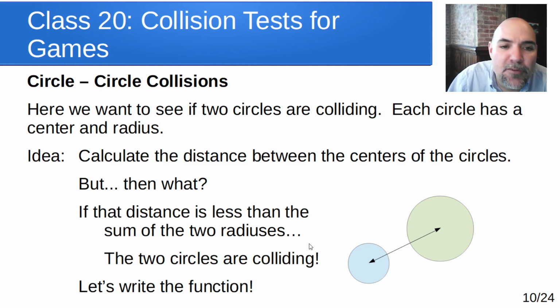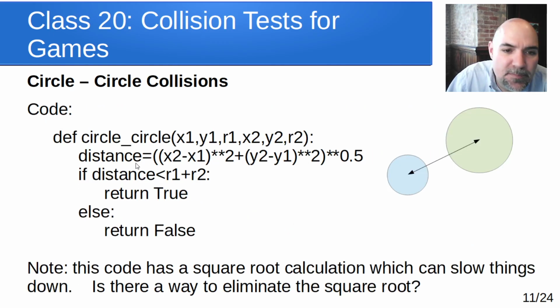All right, let's write the code for that function. So the code for that function, def circle_circle, x1, y1, r1. So there's the x, y, and radius of circle 1. Here's the x, y, and radius of circle 2. So what we're going to use is calculate the distance between the centers. So x2 minus x1 squared, y2 minus y1 squared.